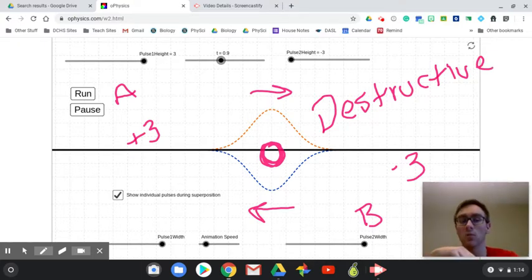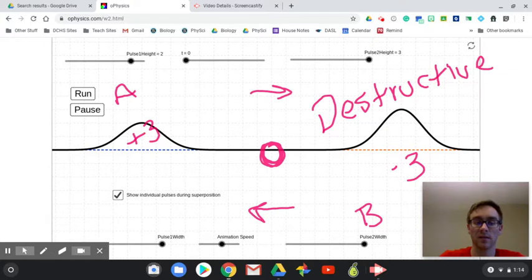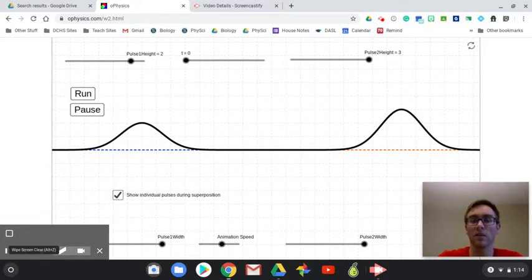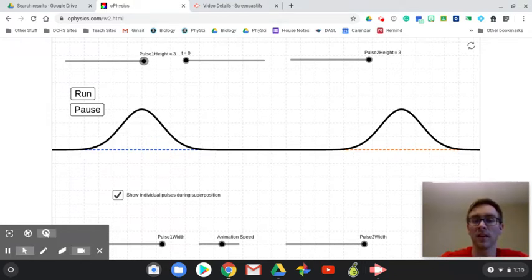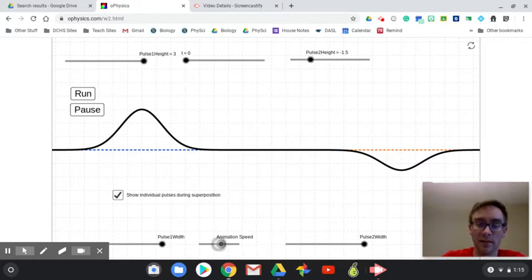Now, it's not always equal. So let's see if we can try this one more time. Let's see if it's going to let me do this. What if I created a wave where this one is 3, but this one is only -1.5? What's going to happen then?